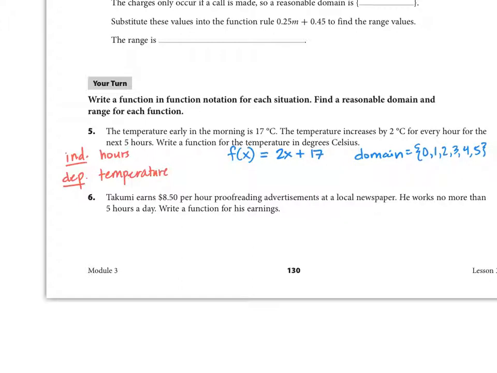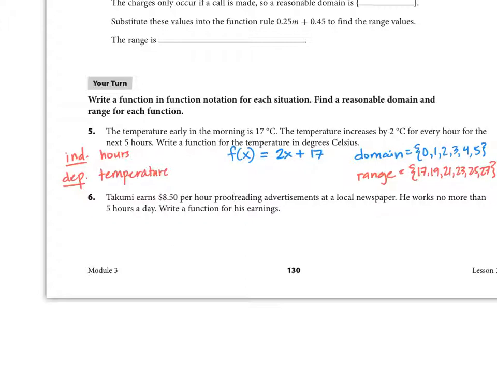Now the range, I'm going to do some mental math here, so see if you can follow along. The range is going to be determined by our domain. So if our domain value is 0, think about what the temperature would be. That would be 17 degrees Celsius. If the domain is 1, substitute 1 in here, and that would be 2 plus 17, which is 19. So my range would be 17, 19, 21, 23, 25, and 27. Okay, so that would be my reasonable domain and range. Remember that the range depends on the domain values that you've picked or identified.